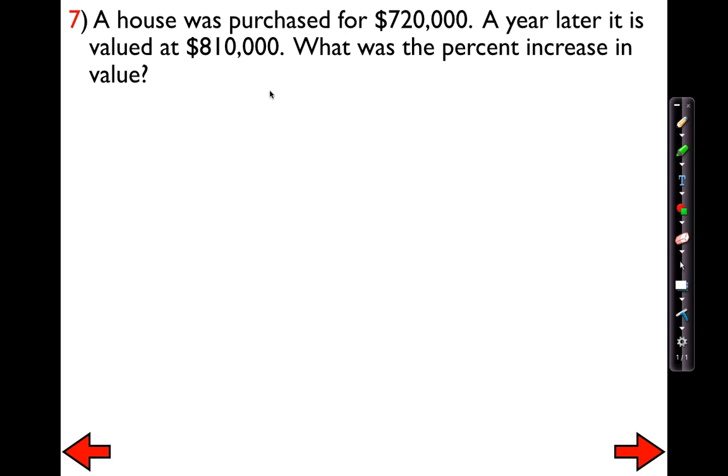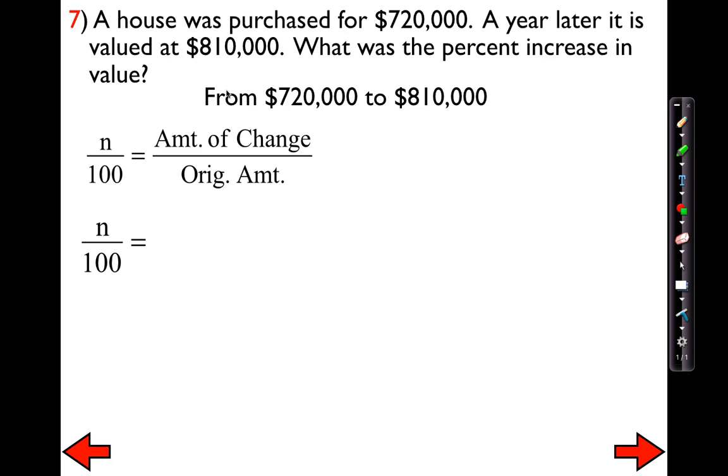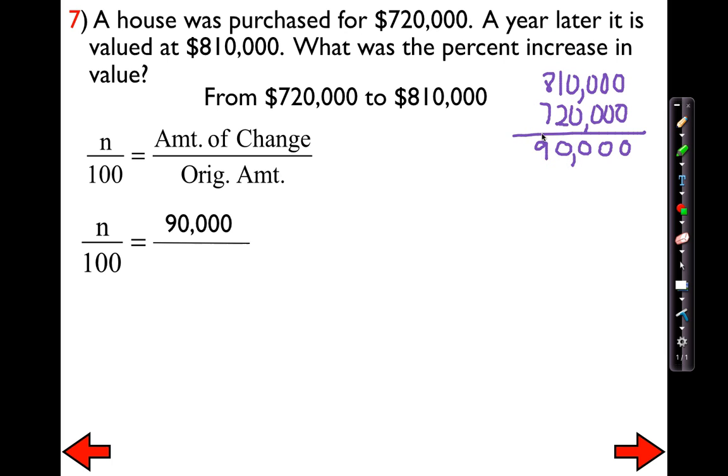Number 7, go ahead and pause the video and try this one by yourself. Okay, so I'm going to quickly go over number 7. You can set it up as a proportion. From the amount of change, if you can do it in your head, that's great, but if you can't, simply find the difference between the two. Always do larger minus the smaller. In this case, it's going to be 90,000, so 90,000 over the original, which was $720,000.